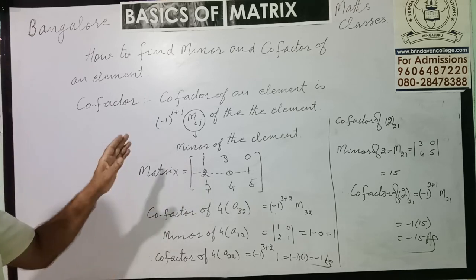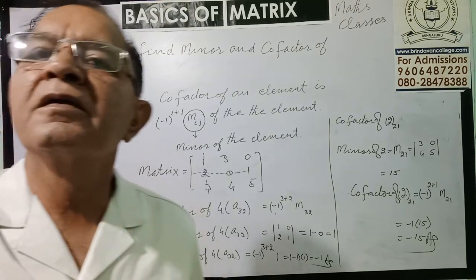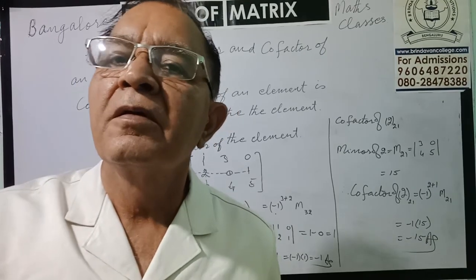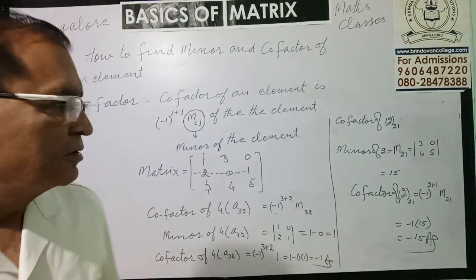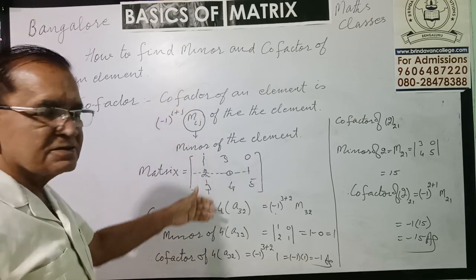Like that we can find the minor and cofactor. I hope you have got it properly, how to go for minors and cofactors.